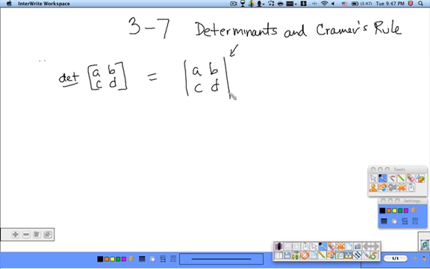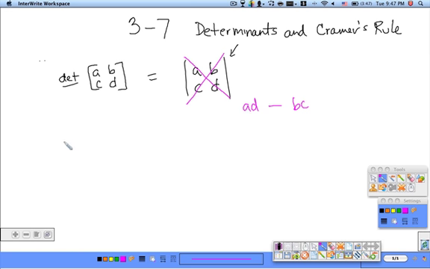Now I taught you guys how to do these 2 by 2s. What you want to do is take this diagonal, which is AD, and subtract the other diagonal, BC. And this is your determinant. You will get a number.